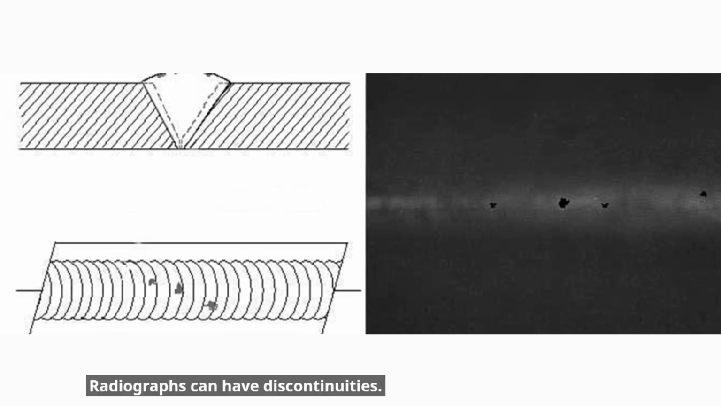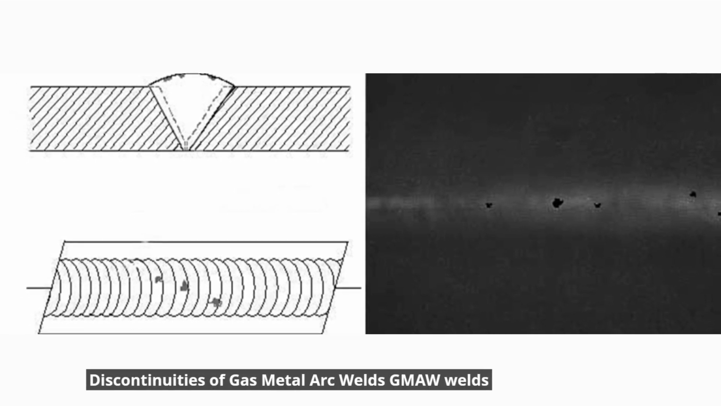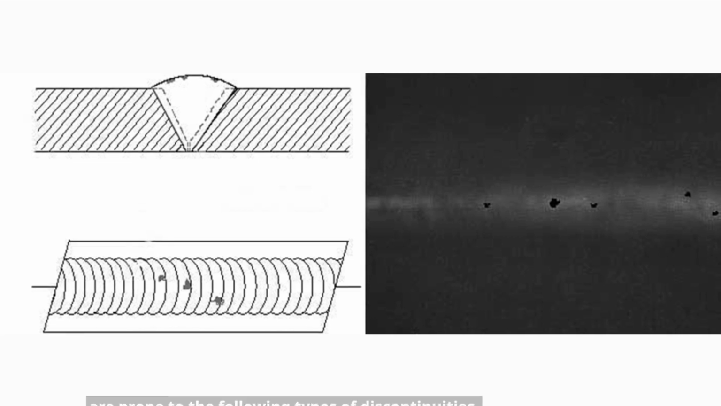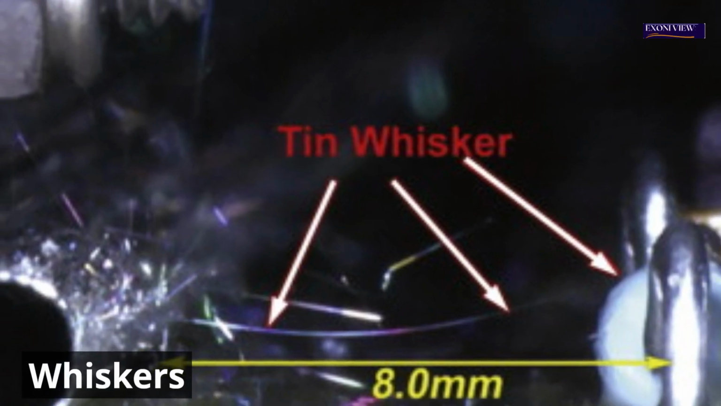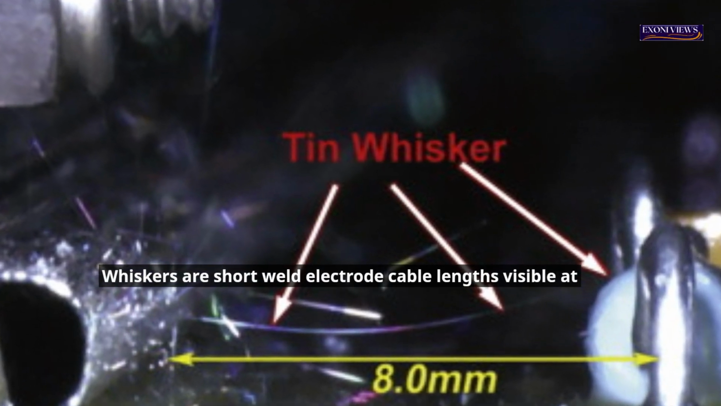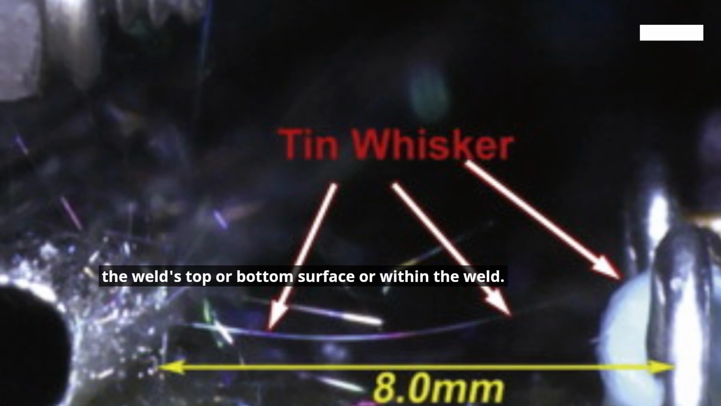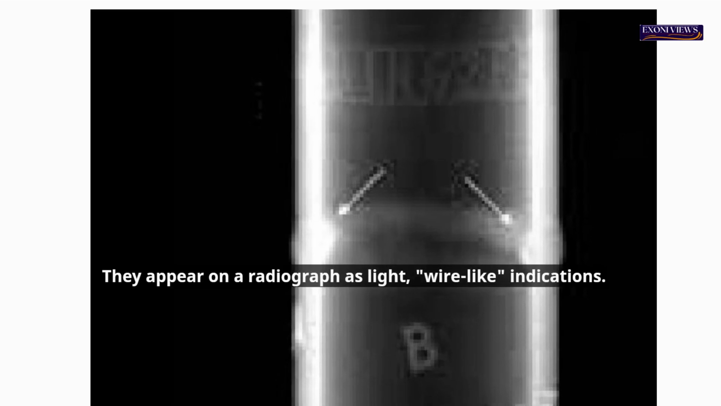Radiographs can show discontinuities. Gas metal arc welds, GMAW, are prone to the following discontinuities. Whiskers. Whiskers are short weld electrode wire lengths visible at the weld's top or bottom surface or within the weld. They appear on a radiograph as light, wire-like indications.